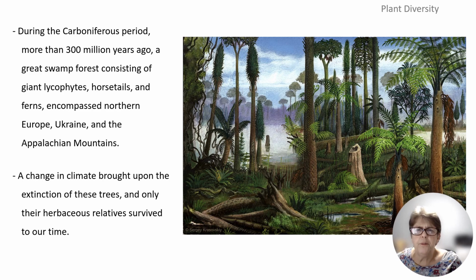During the Carboniferous period, more than 300 million years ago, a great swamp forest consisting of giant lycophytes, remember the club mosses, horsetails, and ferns encompassed the whole northern Europe, Ukraine, and the Appalachian Mountains. So everything looked like this, but not a drawing. And the ferns were huge, and different plants were really huge. A change in climate brought upon the extinction of these trees, and only their smaller herbaceous relatives survived to our time.